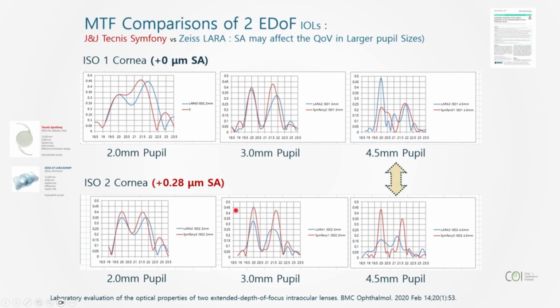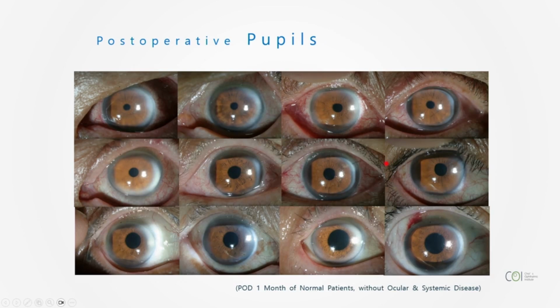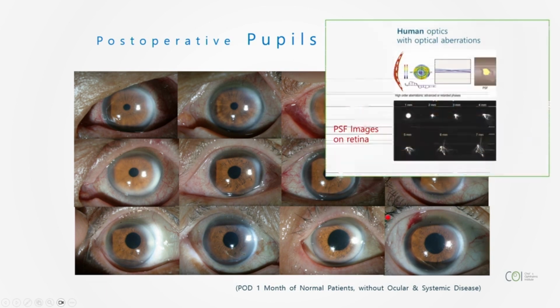Because Symphony lenses have a negative spherical aberration, in the larger pupil they showed better outcomes than the LARA lenses. Every patient has a different pupil size. These are photos after 1 month. So it is very important to understand and recognize the pupil size preoperatively, because every human optic has its own optical aberration. So with a more enlarged pupil, they will suffer from disrupted PSF images.